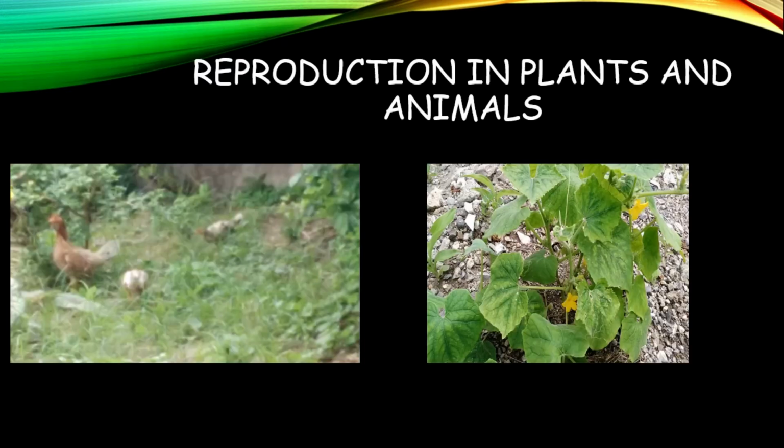Let's move on. Now, here we have reproduction being evident. If you observe the plant to the right, you're seeing the flower here. It's a sign that the plant is reproducing. And if you observe the picture to the left, you'll observe that mother hen here has 2 chickens, which means that there is reproduction evident here.